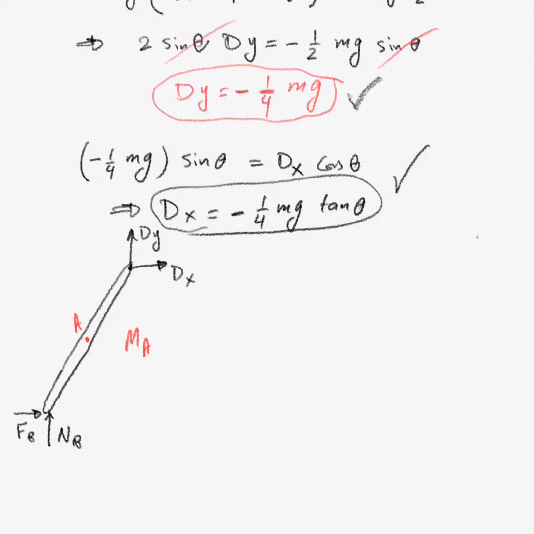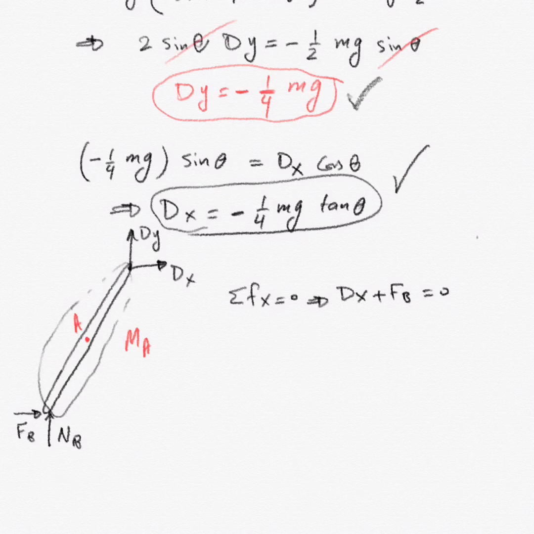So before I do that, I say in this system, system 1, summation of, I haven't cut it yet. I'm still doing external analysis and external reaction analysis. So I say summation of forces in the x direction should be 0. That would give me dx plus fb is equal to 0. Summation of forces in y should be 0. That would give me dy plus nb must be 0. Now solve for fb and nb. Okay, solve for that. What do I get?